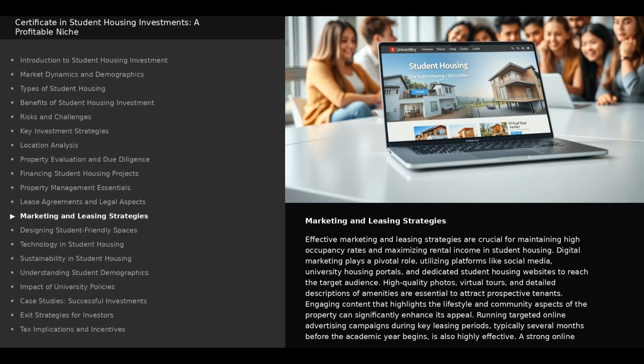Engaging content that highlights the lifestyle and community aspects of the property can significantly enhance its appeal. Running targeted online advertising campaigns during key leasing periods, typically several months before the academic year begins, is also highly effective. A strong online presence is non-negotiable in today's market.